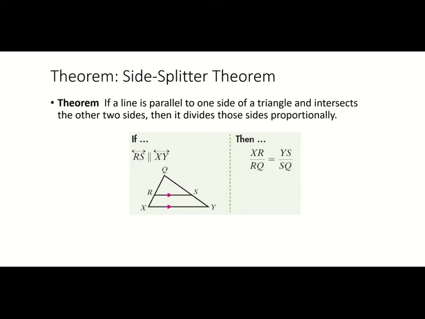First up is the Sidesplitter Theorem, and this theorem says if a line is parallel to one side of a triangle and it intersects the other two sides, then it divides those sides proportionally. So, again, if you look in this triangle, we have two lines that are parallel. We have one here and one here. And what this line does, RS, because it is parallel to one of the sides of the triangle, it's going to divide those sides proportionally.